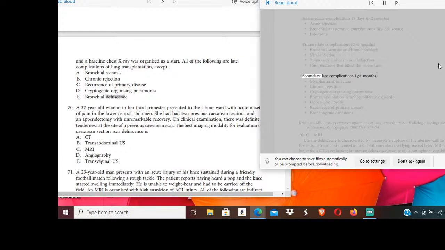Secondary late complications, greater than or equal to 4 months: mycobacterial infection, chronic rejection, cryptogenic organizing pneumonia, post-transplantation lymphoproliferative disorder, upper lobe fibrosis, recurrence of primary disease, bronchogenic carcinoma. Krishna MS, post-operative.